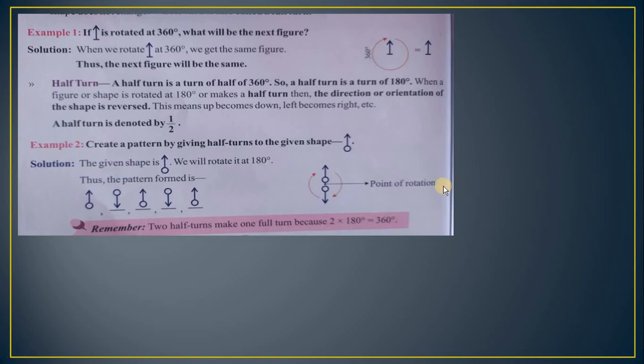So here, the first one I already explained. Second one, create a pattern by giving the half turn of this symbol. Suppose this is the symbol, and it is representing the initial position. If we move 90 degrees it will come here. Again 90 degrees, it will come here. So that is 180 degrees, a straight angle. That straight angle is 180 degrees.